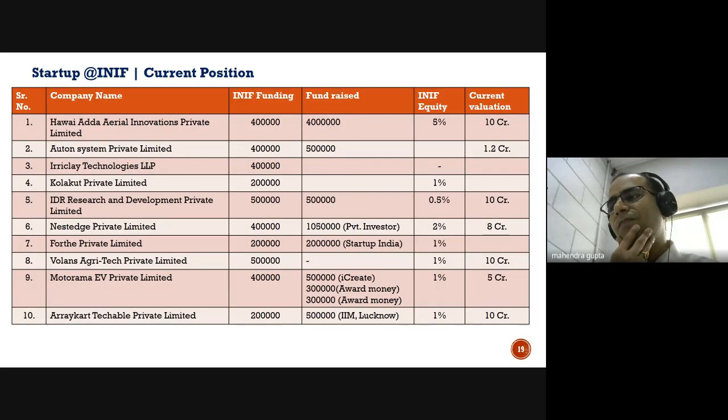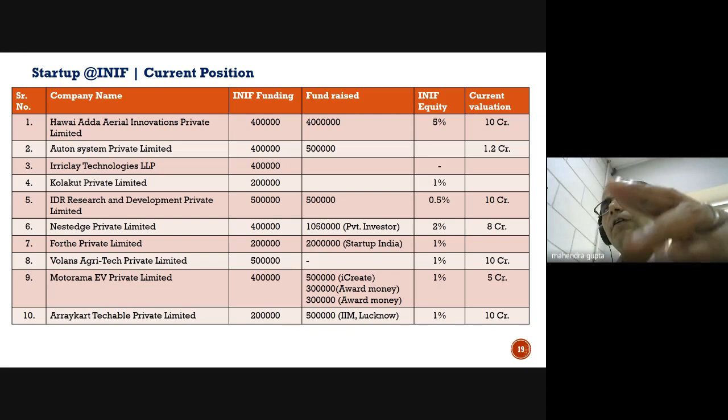Now, what is the current situation? Several startups have a valuation up to 10 crore, who raised parallel funding from other sources of investment, where our iNurture's equity is also there. So I guess I am answering the question which someone asked about whether the incubator charges. Yes, the incubator charges rent, and the incubator charges equity also.